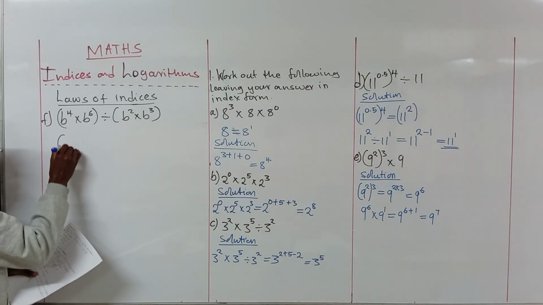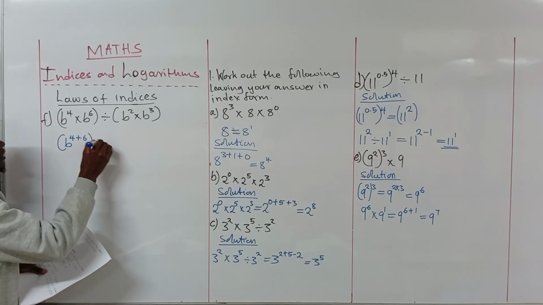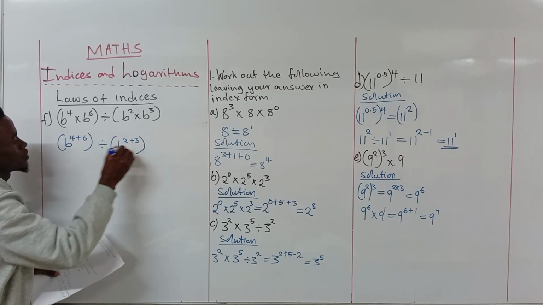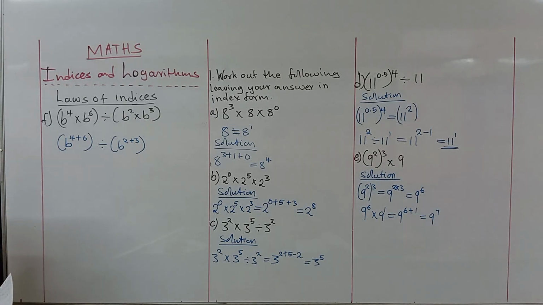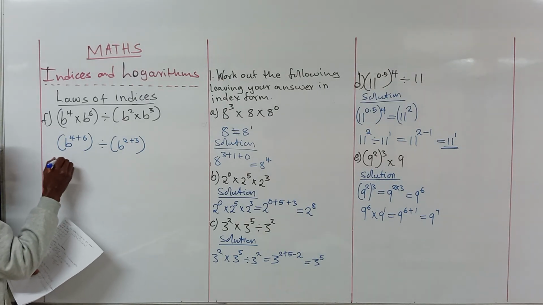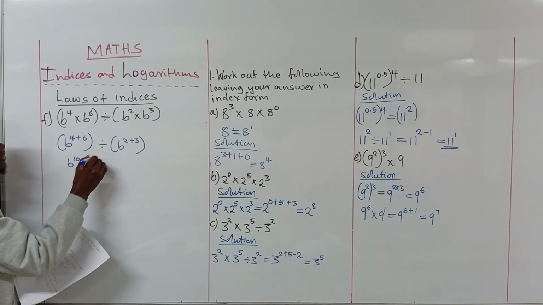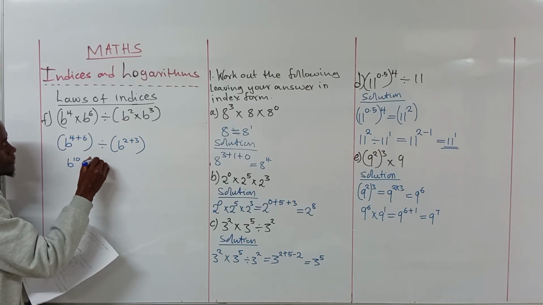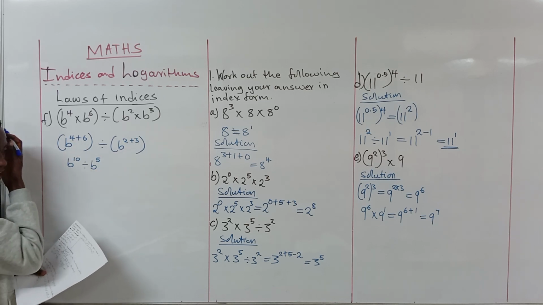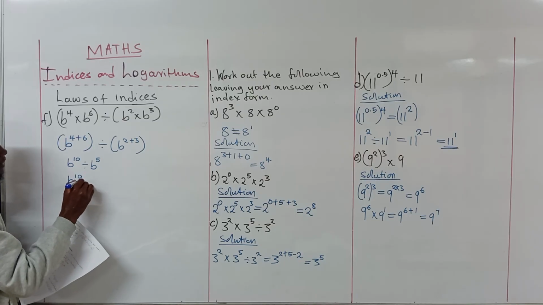So what we're going to do here is this. b power 4, so we are going to have b into 4 plus 6, divide b into 2 plus 3. So we have used our multiplication law to solve this one. So it's going to give us b power 10 divide, we now remove the bracket, b power 5. 2 plus 3 is 5, 4 plus 6 is 10. So we are going to have b raised to power 10.